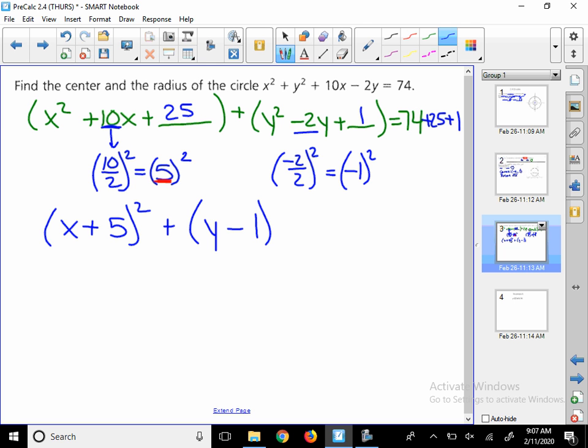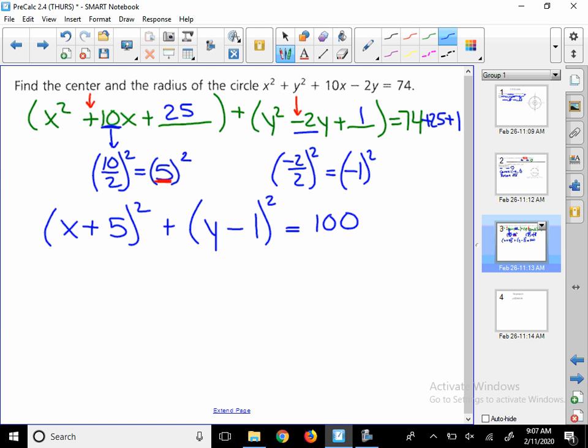Your signs will always follow the sign right in front of either just your x or just your y. You're looking there for your signs. And together, oh, that needs to be squared. And add all that up on the right, and I should get 100.